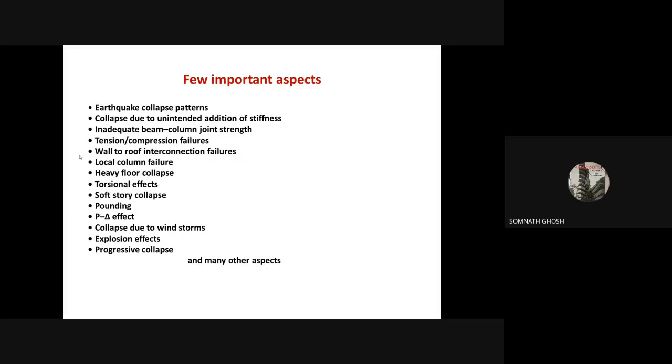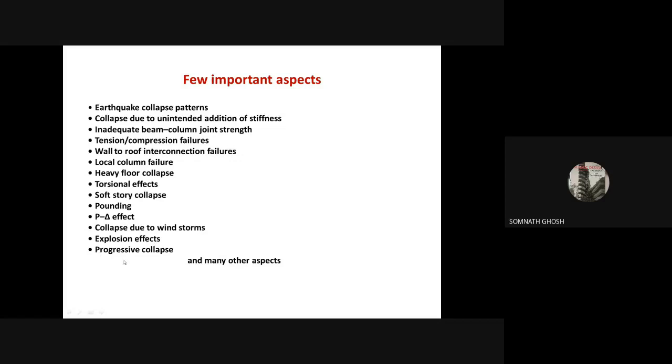Soft story collapse. Then pounding. The building may displace to a great extent and it may hit the adjacent building, so that pounding effect is also there. P delta effect: if you really want to understand the ductile behavior of the building, this P delta effect is very, very important. Then the collapse due to windstorm. Earthquake effect and wind effect are not the same, so you have to be careful.